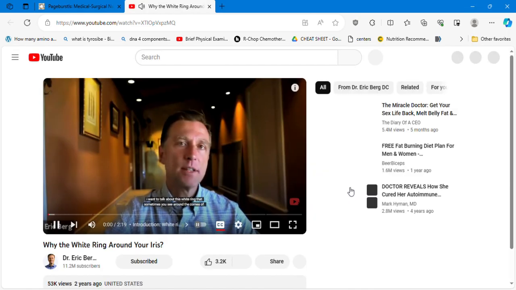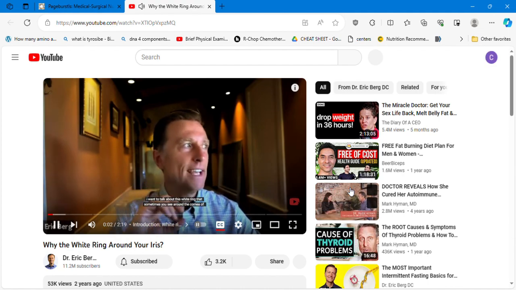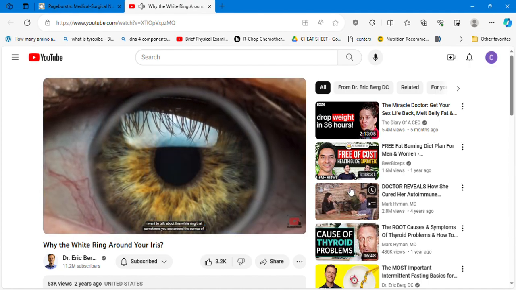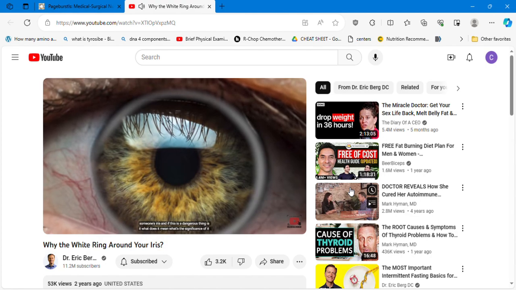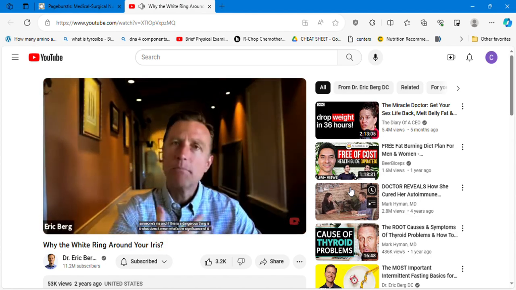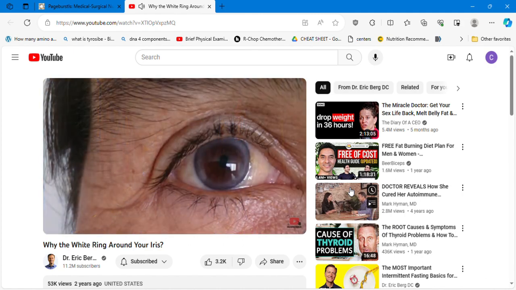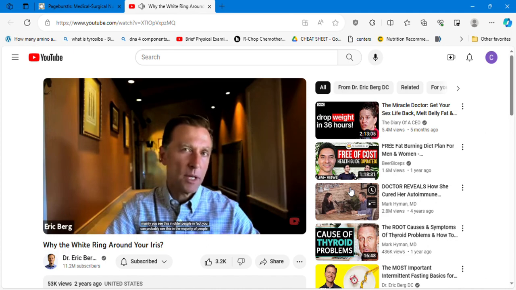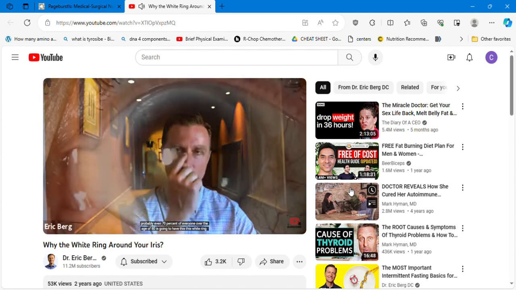I want to talk about this white ring that sometimes you see around the cornea of someone's iris. And if this is a dangerous thing, what does it mean? What's the significance of it? Mainly you see this in older people. In fact, you can probably see this in the majority of people. Probably even 70% of everyone over the age of 80 is going to have this white ring around the iris.